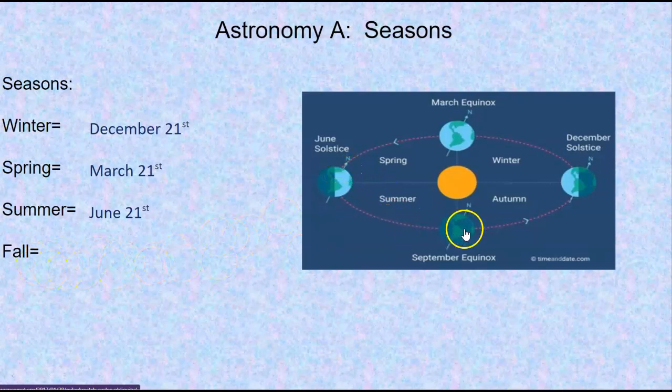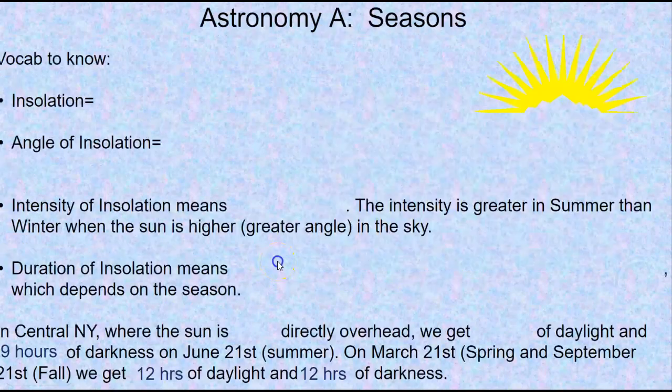And then we scooch on over here. We have the September equinox, again, equal 12 day, 12 night. This is the fall, usually right around September 21st to 23rd. It's also called the vernal equinox, just in case you needed to know that.